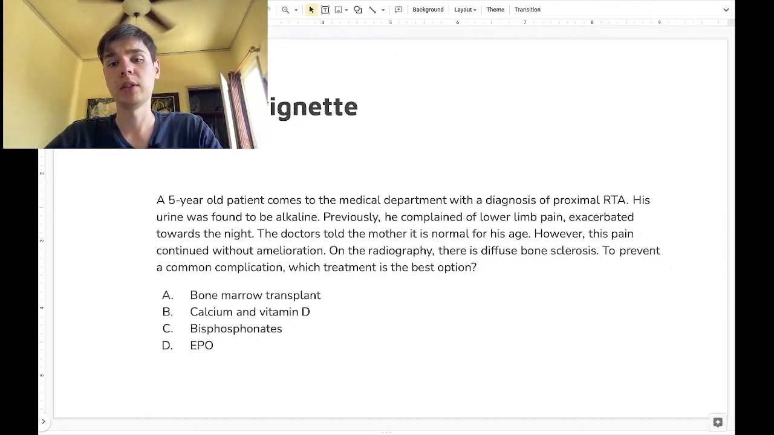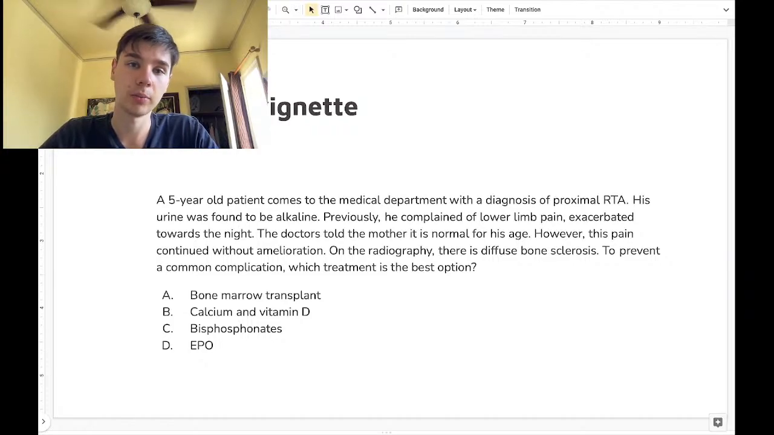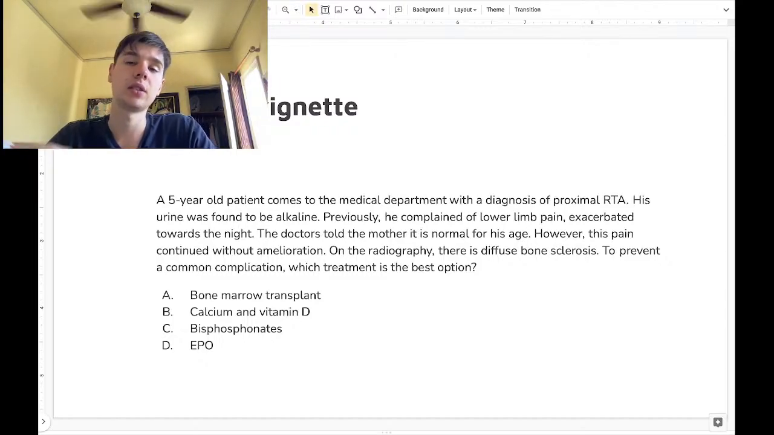On the radiography, there is diffuse bone sclerosis. To prevent a common complication, which treatment is the best option? Bone marrow transplant, calcium and vitamin D, biphosphonates, or EPO? Let me know your answers in the chat box to discuss them.